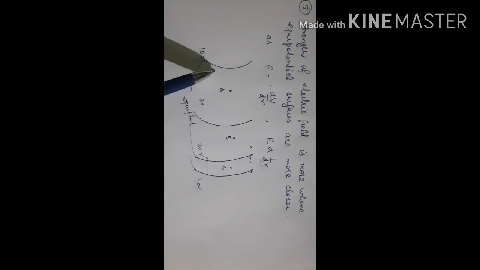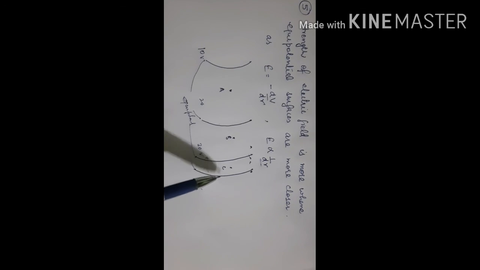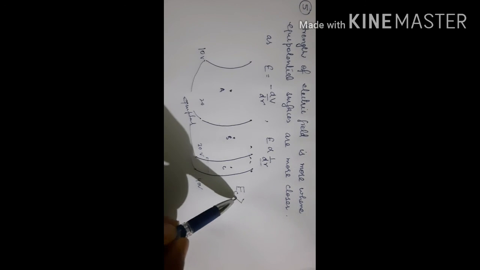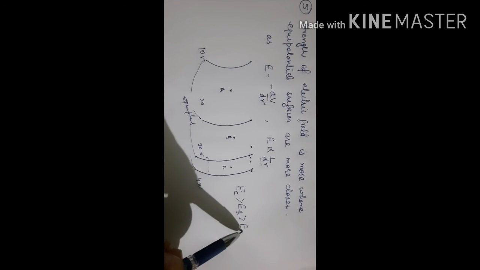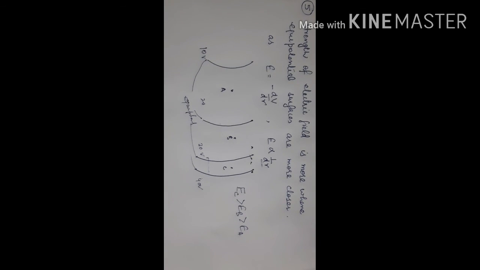So from here you can see the equipotential surfaces are very far away. These are a little closer and this is very, very close. So we can say that the electric field at point C will be more as compared to B, and the electric field will be minimum at point A. So this is all about the properties of equipotential surfaces. Thanking you.